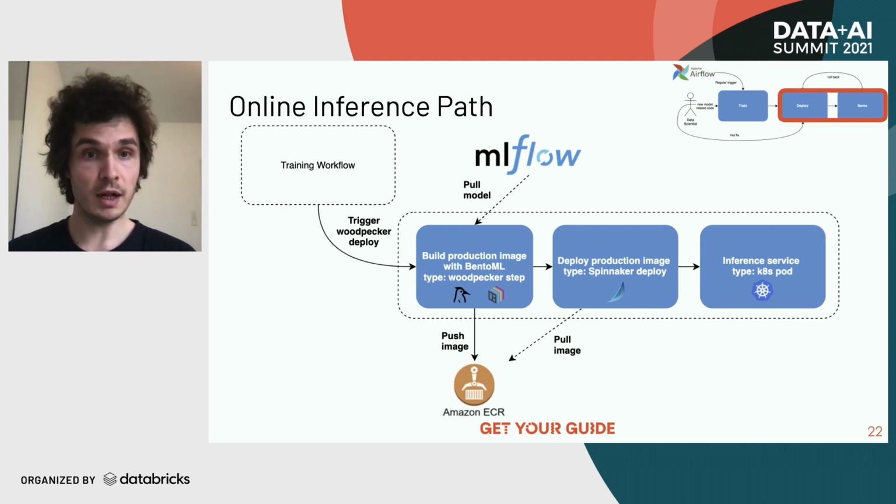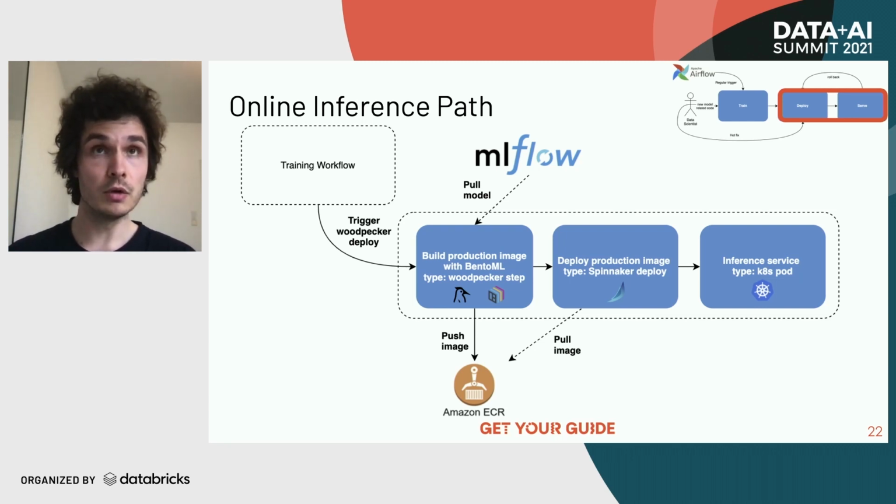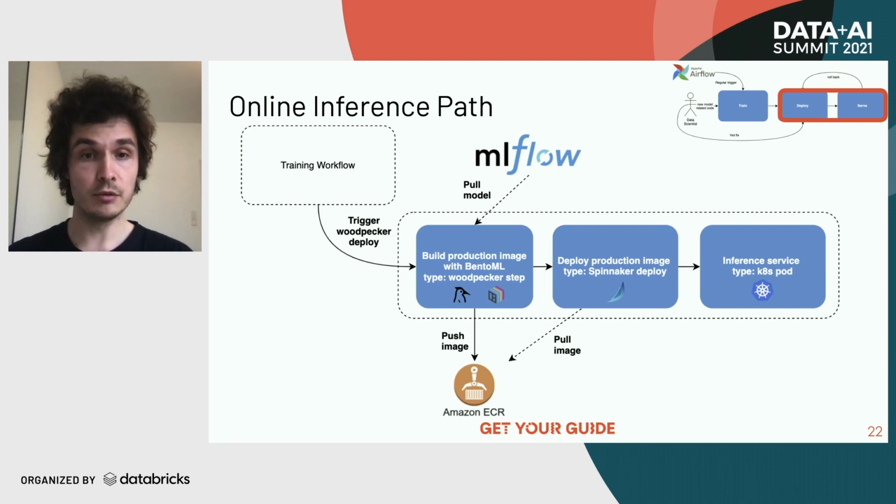So first, what will happen is to build a production image. So we'll need to download the model from MLflow, and we'll need to transform this model into a web service able to accept and serve HTTP requests. To do so, we use BentoML, an open source project able to handle that. And so we'll create a Docker image with the model and all the necessary infrastructure inside. And once this production image is done, we can push it to ECR.